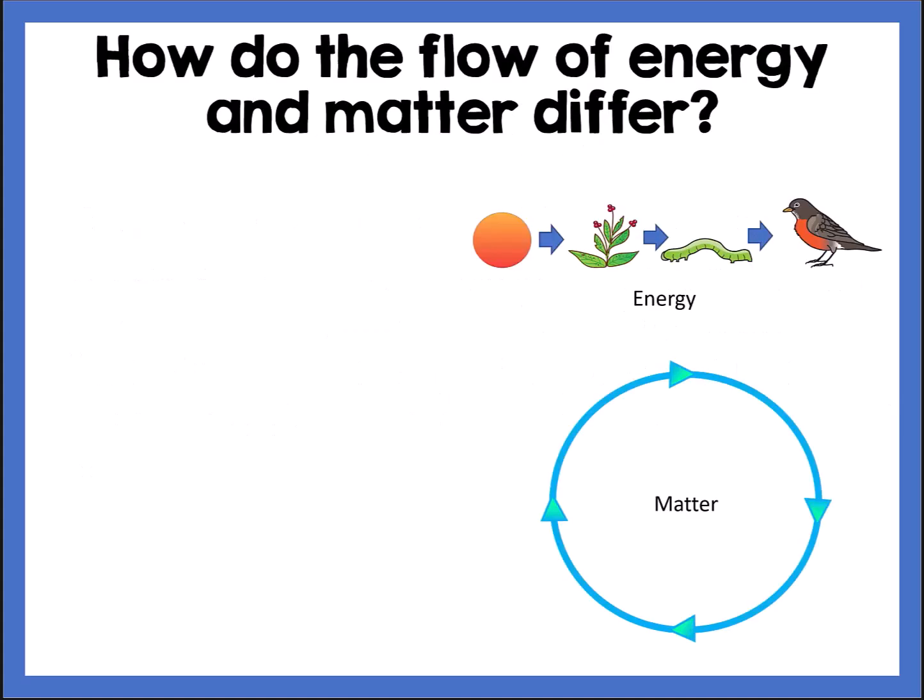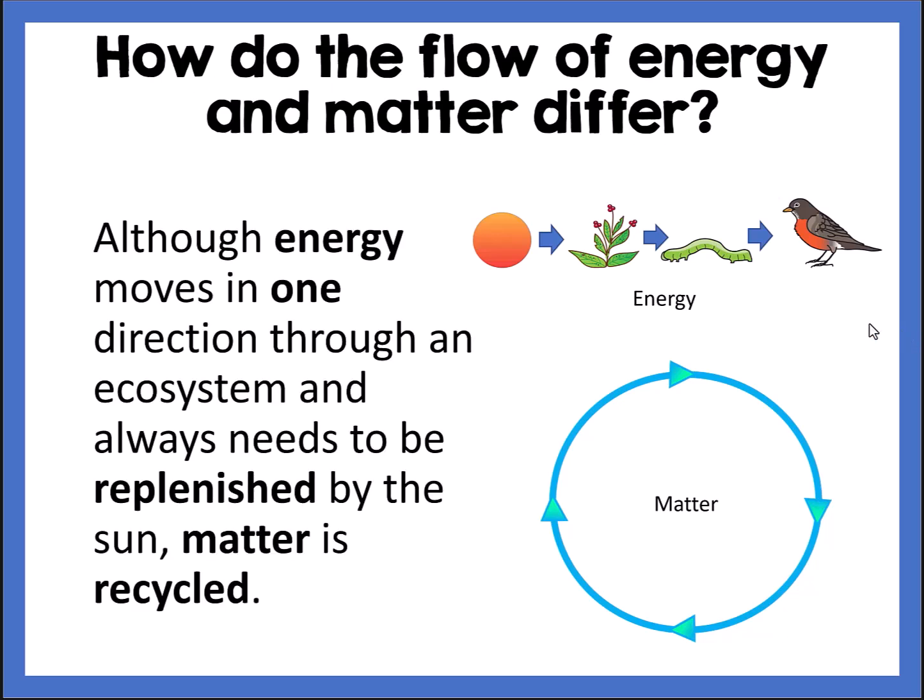So how does the flow of energy differ from the flow of matter? Energy in an ecosystem moves in only one direction, and it always needs to be replenished by the sun. So that's why if the sun burns out or something happens to the sun, life on Earth will cease to exist. There will not be enough energy to survive. But matter, on the other hand, is recycled.